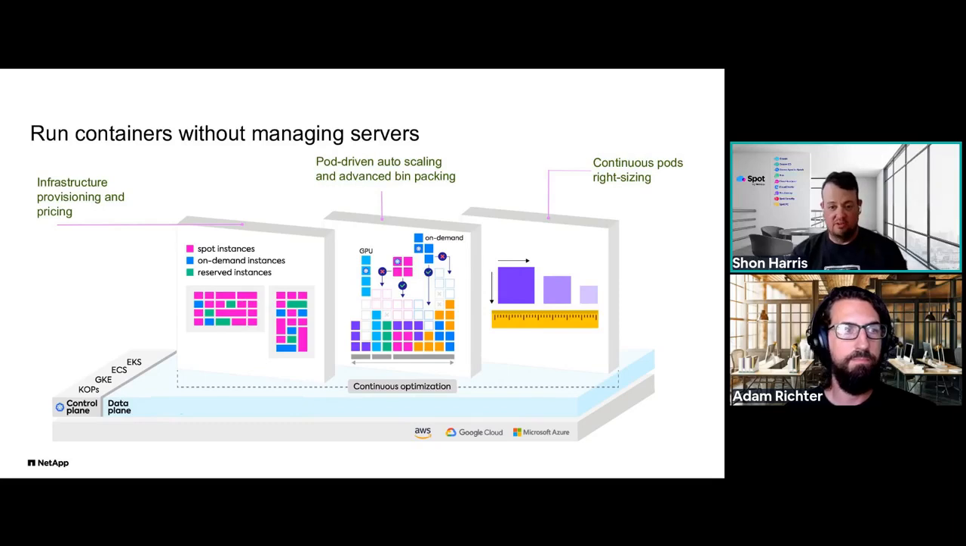Basically, you can run containers without managing servers using Spot by NetApp. By working with us, we can handle the infrastructure, the provisioning, and the price acquisition, no matter what control plane you're using or what data plane you're using. And we can even do it based on how your pods inside of your containers are going.